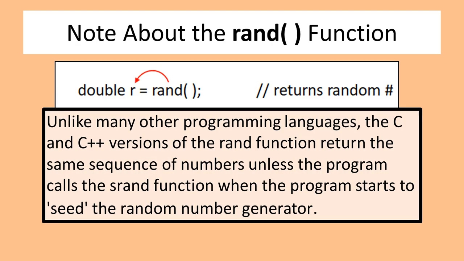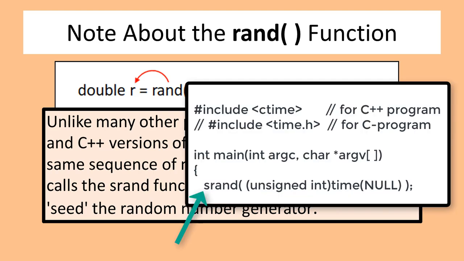Unlike many other programming languages, the C and C++ versions of the rand function return the same sequence of numbers unless the program calls the srand function when the program starts to seed the random number generator. The random number generator is typically seeded by calling the srand function with the time of day clock when the program is started. That way, running the program again will produce a different set of random numbers.